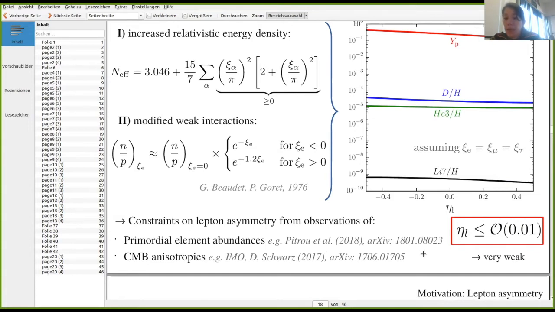And the constraints on the lepton asymmetry are both roughly in the range of 10 to the minus 2. So if we compare this to the constraints that we have on the baryon asymmetry, one can say that those are very weak constraints, in the sense that they still allow a lepton asymmetry that is something like 9 orders of magnitude larger than the baryon asymmetry.